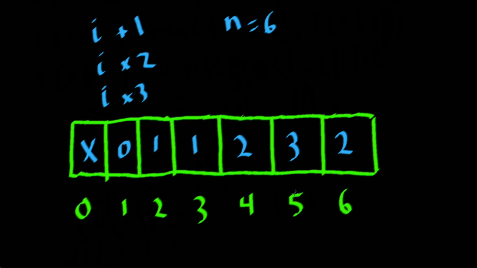Again, 5 times 2 and 5 times 3 is greater than the size of our array, so we just ignore that. Finally, once we get to 6, we're done, and we just return whatever is in here, which is 2, which we know from our previous examples is the right answer.